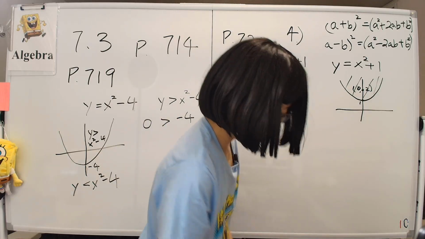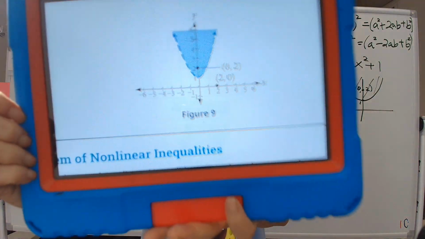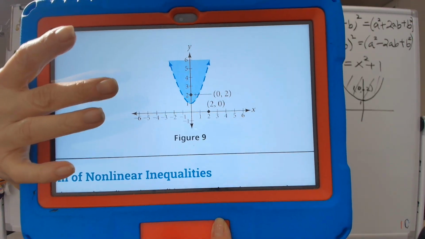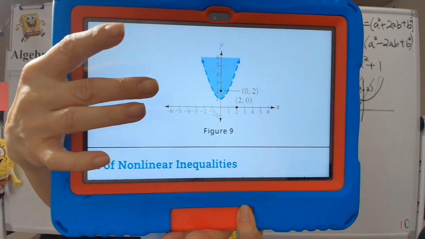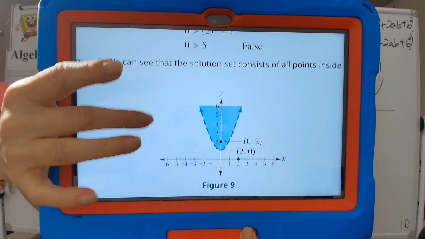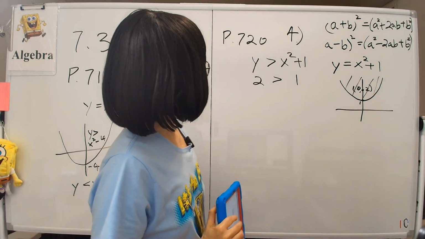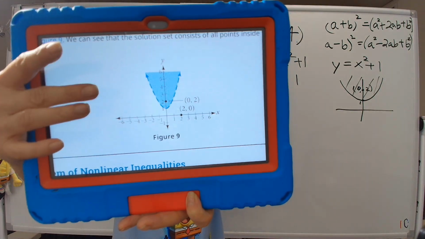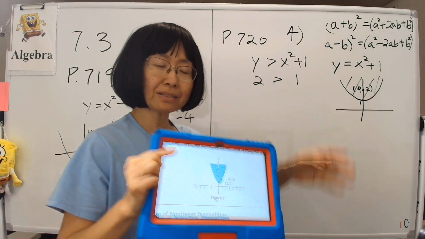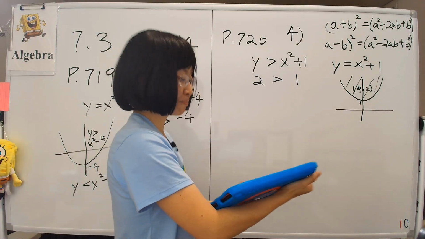And I'm sure your book has a nice picture here. Yeah? Okay, so that is the graph as shown by the book. See, they did the same thing. They tested a point 0, 2, to make sure that y is bigger there at that point, and therefore that would be the answer to the region. So when it's bigger, the answer isn't just one point, it's the entire region. The whole shaded area is the answer to your problem.